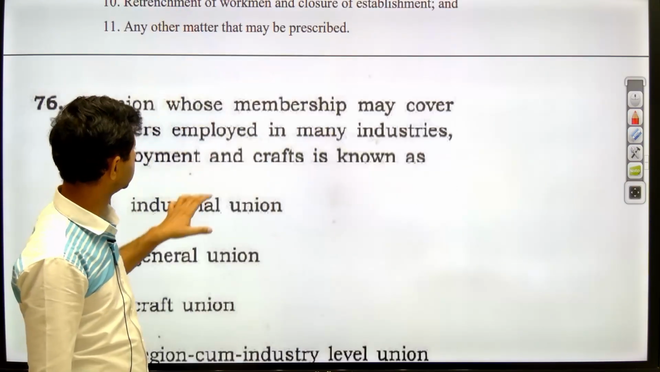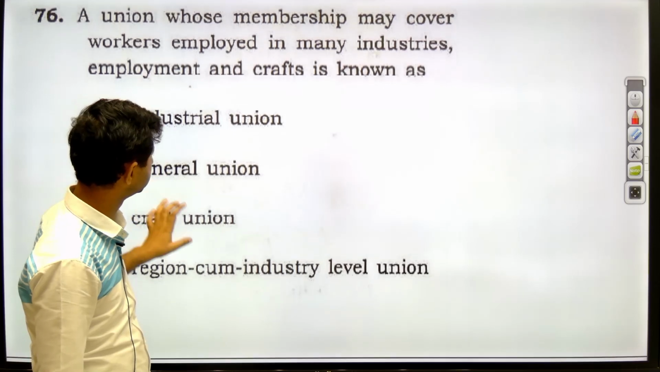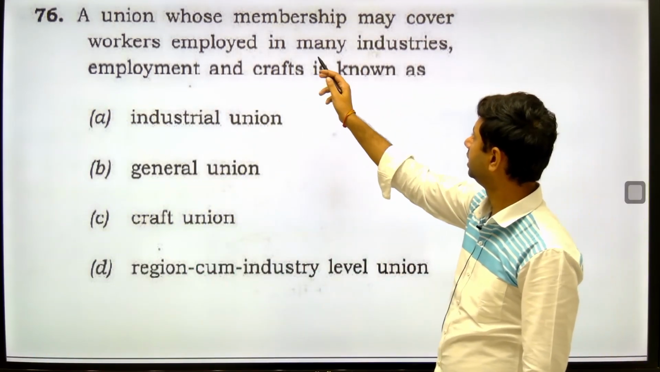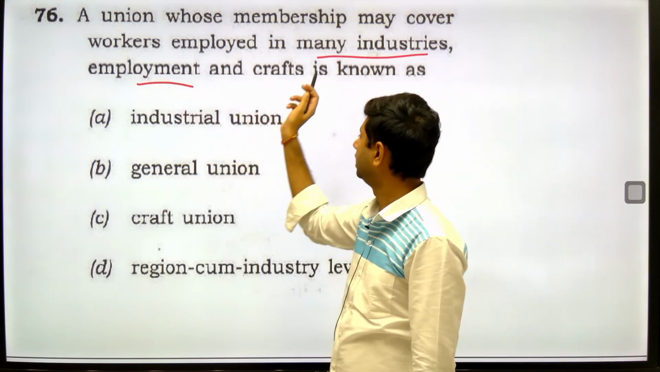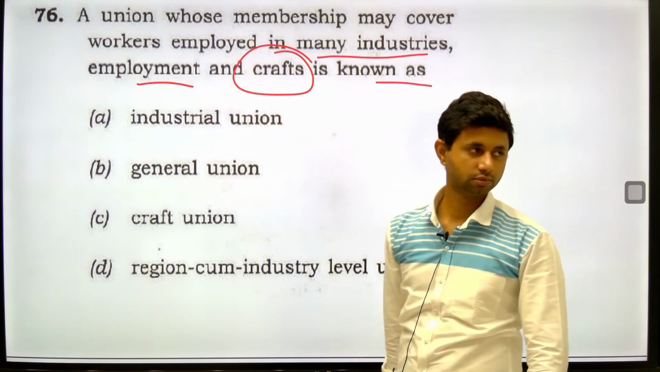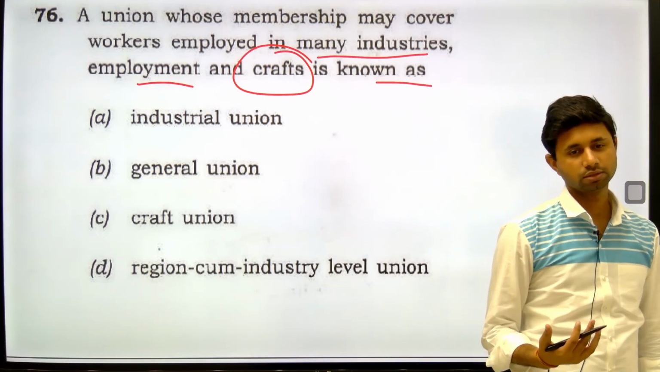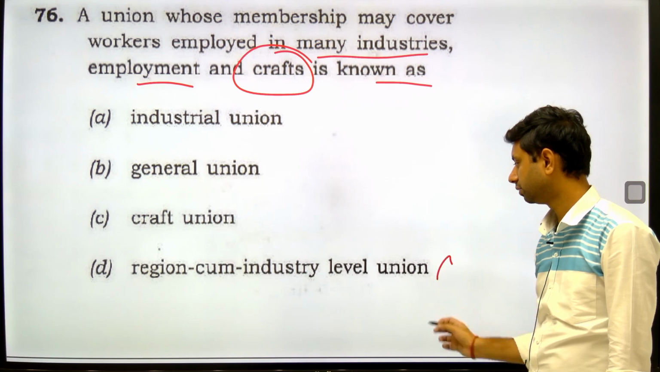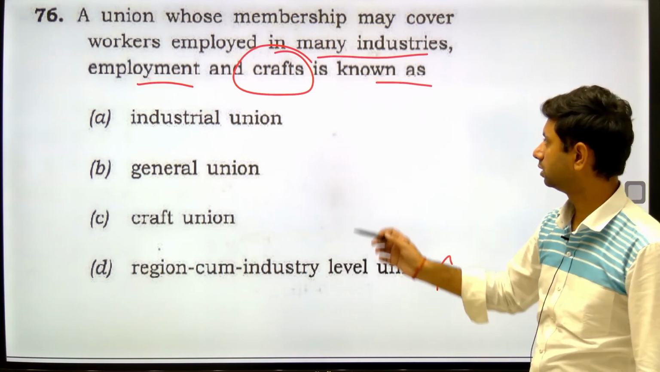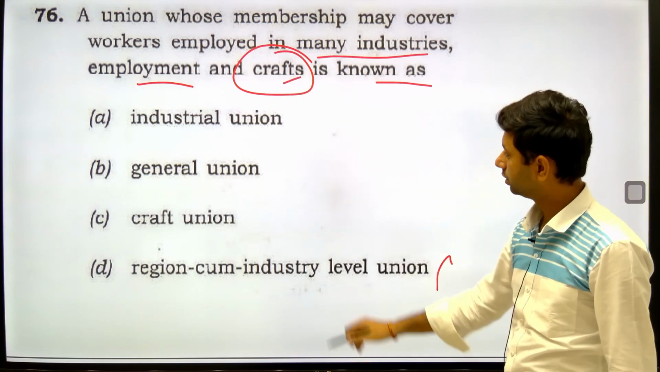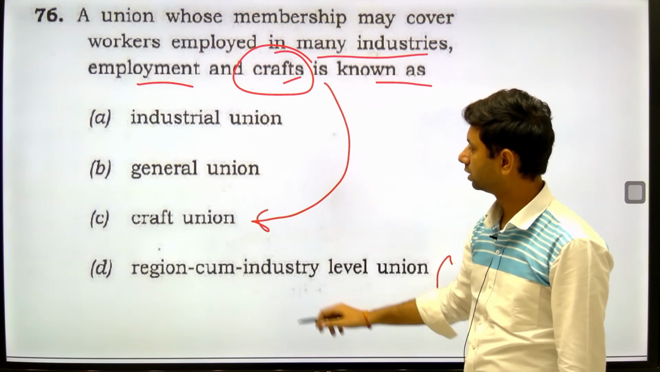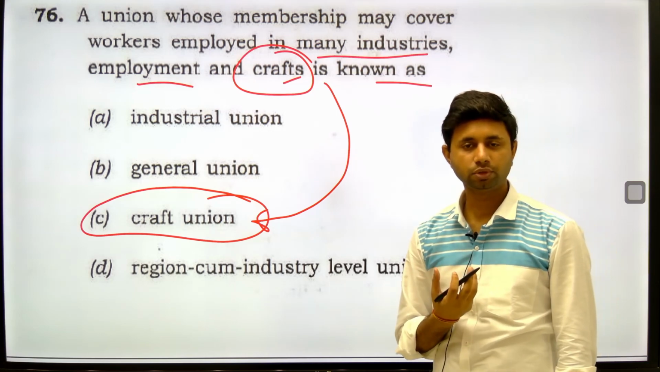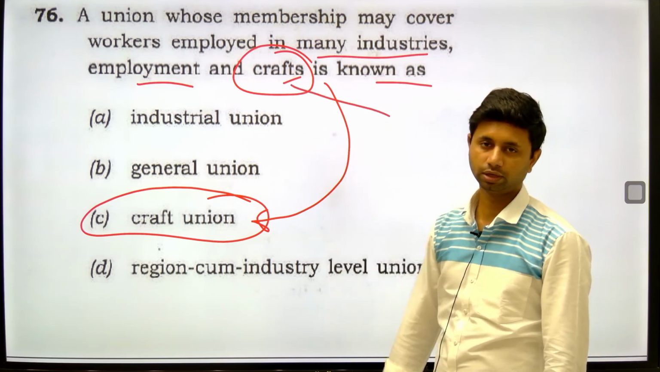Let's move on to the next question, which is about a union whose membership may cover workers employed in many industries, employment and crafts, is known as. So tell me the answer. The options are industrial union, general union, craft union, region cum industry level union. Even if you study the question, which is actually talking about crafts, you can see this is the correct answer: craft union. Okay, so these are the specific unions that actually cater to a specific industry.